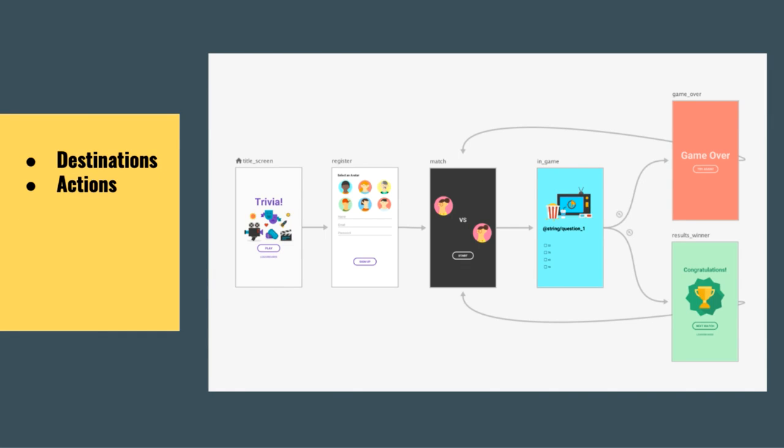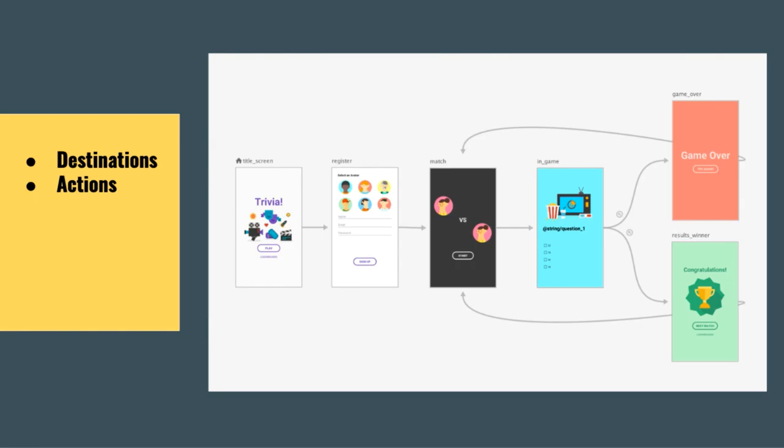So let's break down what we're actually seeing here. Each of the screens on here represents a fragment in our app, and these are referred to as destinations. These are places we can navigate to that will actually be visible on the screen and that the user can interact with. The arrows represent actions, and an action is essentially a transition from one destination to another.